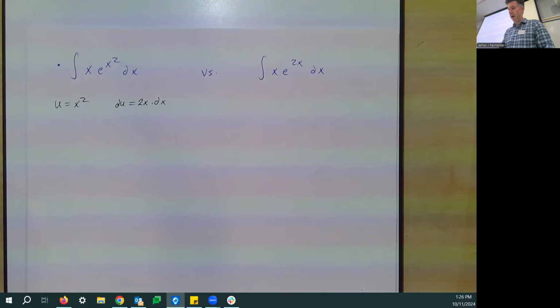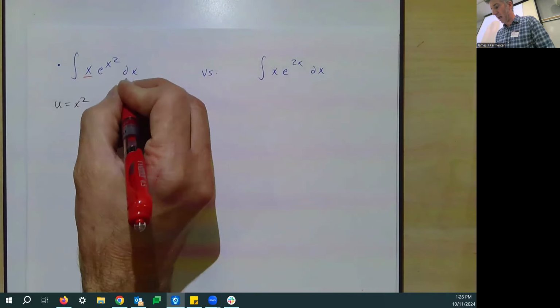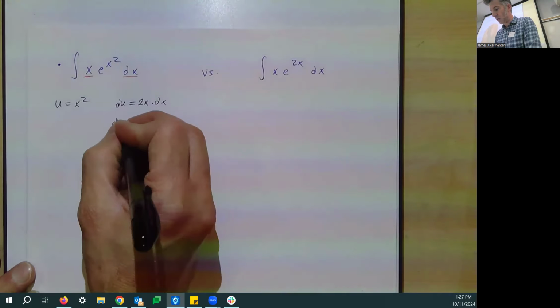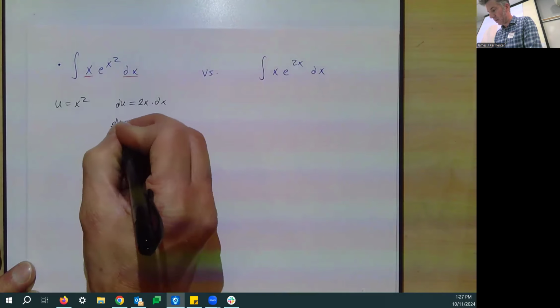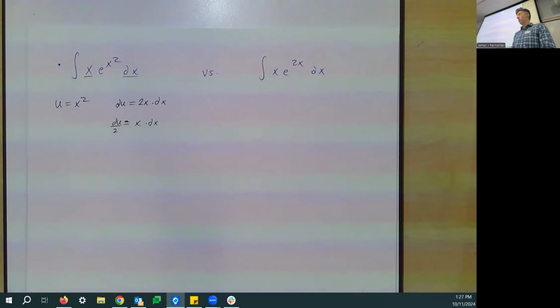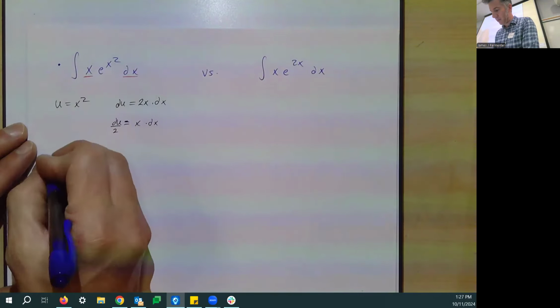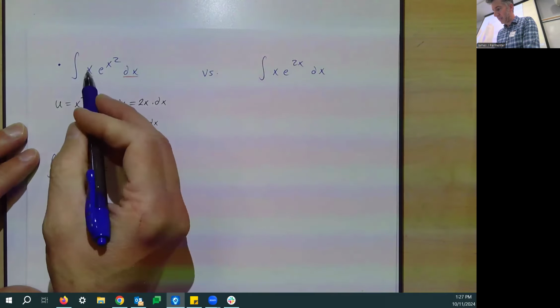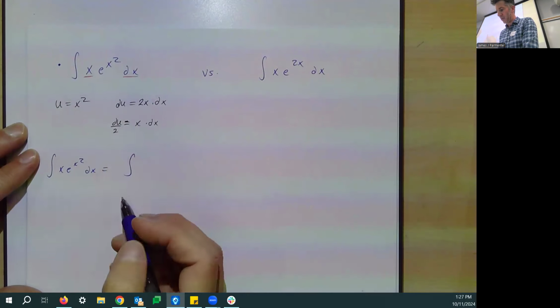And look, I almost already have that. I have an x times dx. All I have to do is divide both sides by 2 here. Let's say that du divided by 2 is equal to x times dx. And then we start replacing things. We start writing our integral as the integral of, well, the x dx gets replaced by my 1/2 du.